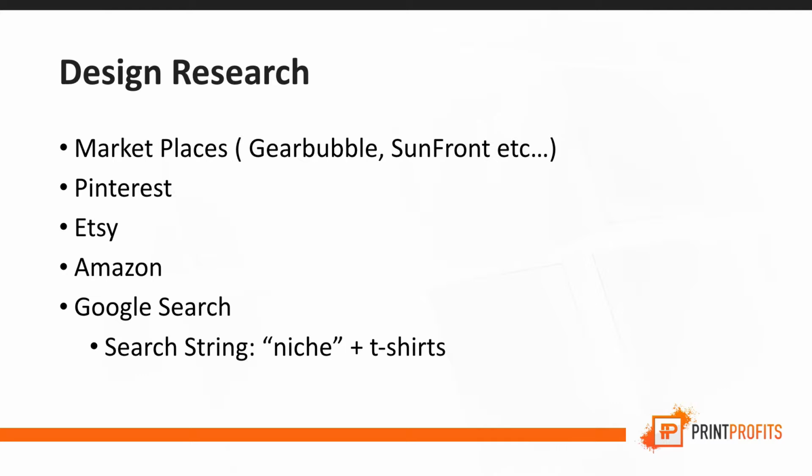Then we have Amazon, the big e-commerce giant. It's similar to Etsy in a way where you can see the different reviews people are leaving and see what people are buying together with a particular product. Next, we have Google search. And you can simply search a niche you're in to find other related designs to get ideas from. For example, if you go to Google and type in the search string, let's say dogs plus t-shirts, you can get an idea of what's currently on the market right now in your niche.